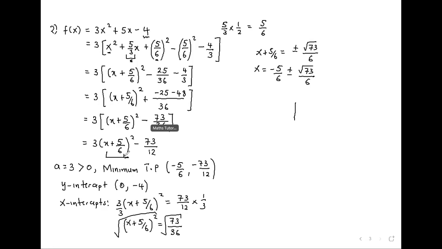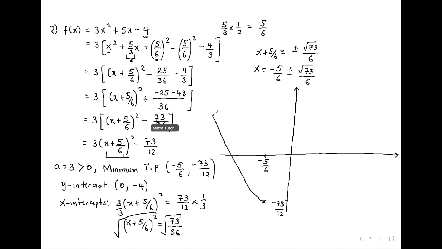So we have turning point -5/6, comma -73/12 here, and then it is touching at -4, to go up like this. This is -4.